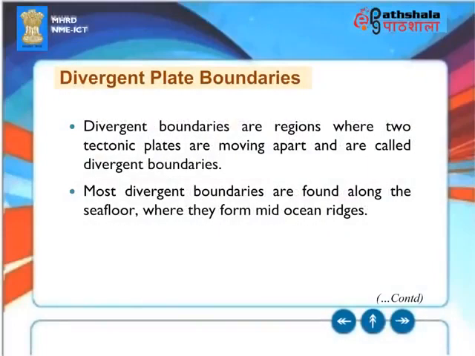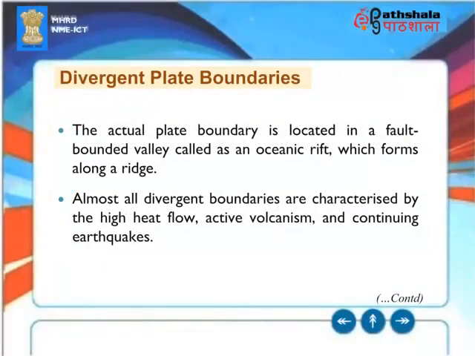Divergent plate boundaries. Regions where two tectonic plates are moving apart are called divergent boundaries. Most divergent boundaries are found along the seafloor where they form mid-ocean ridges. The actual plate boundary is located in a fault-bounded valley called an oceanic rift, which forms along a ridge. Almost all divergent boundaries are characterized by high heat flow, active volcanism, and continuing earthquakes.